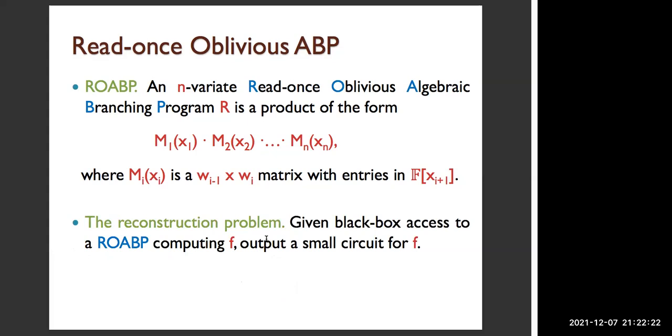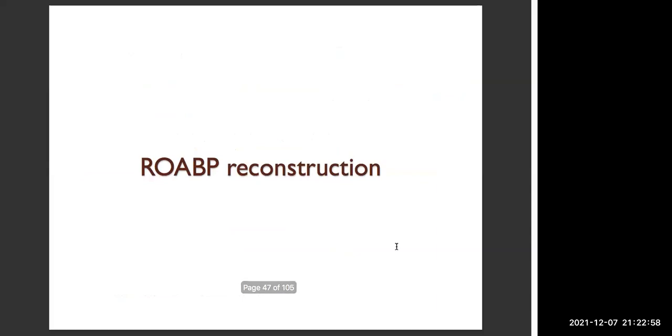Right, and you can define your reconstruction problem like this. Again, I'm saying output a small circuit, but the whole point of coming to ROABP is to do improper learning. If I again output a circuit which is not an ROABP, it kind of defeats the purpose. But fortunately, we don't have to do that. It turns out that we can do proper learning for ROABP. Given black box access to an ROABP, we can output an ROABP computing the same f. And not only that, we can do something stronger. We can actually output the smallest ROABP computing f.